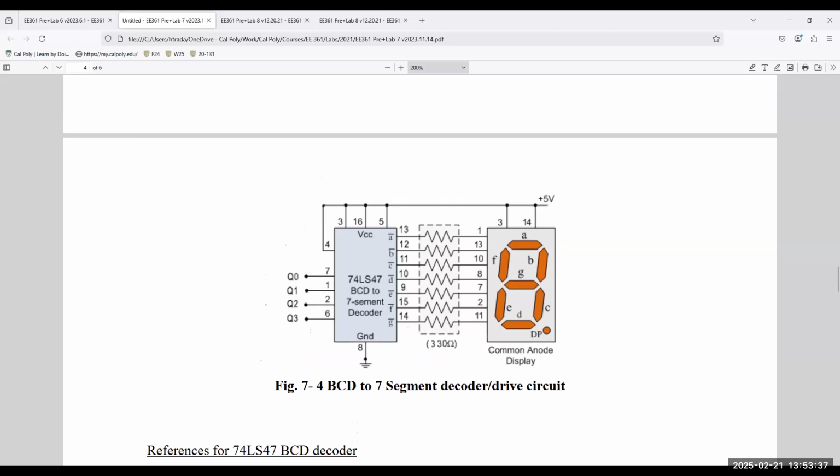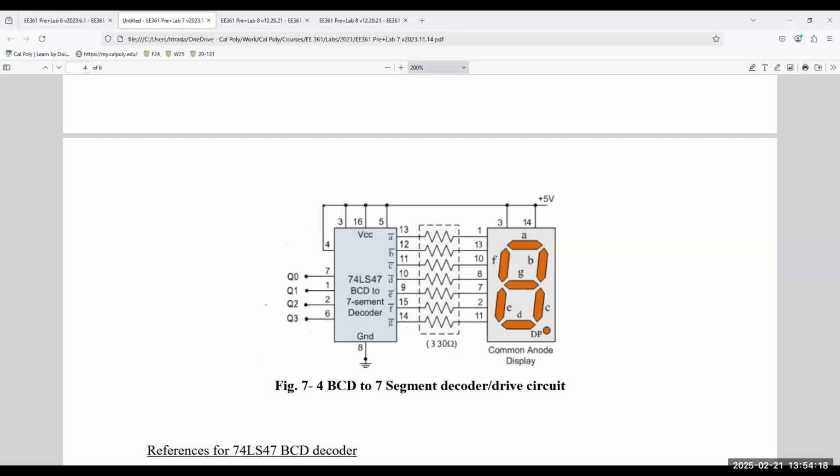The input to each LED is provided by this decoder. This decoder is known as a BCD to 7-segment decoder. BCD is the binary coded decimal system. So binary coded decimal means you have your 4-bit display, right? How many digits in decimal? 10, 0 to 9. If you want to count up to 9, you need a 4-bit counter, right?